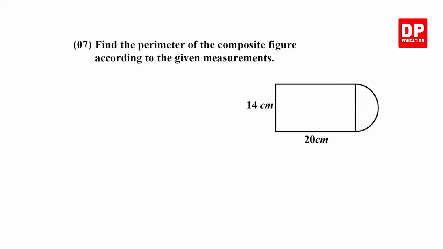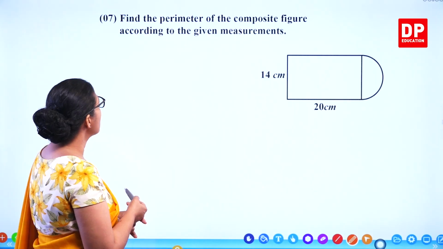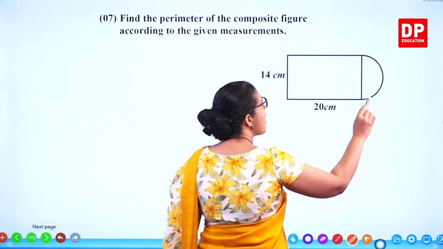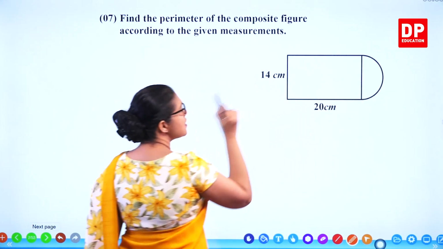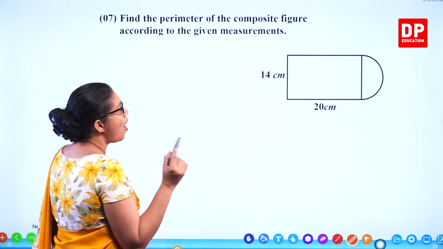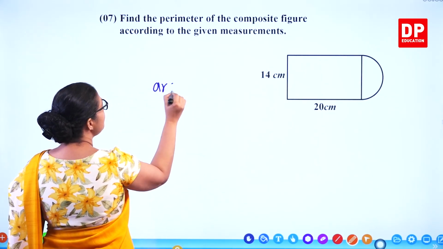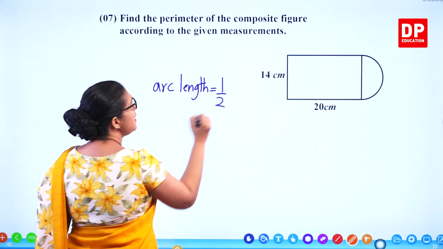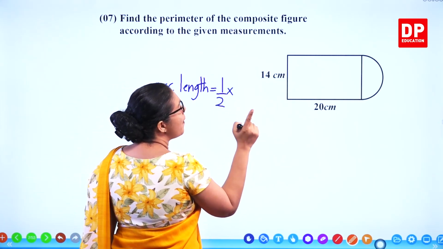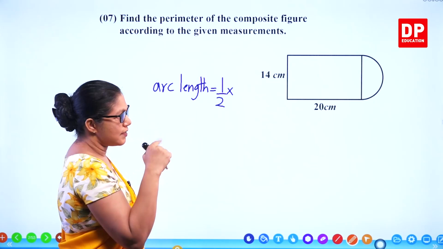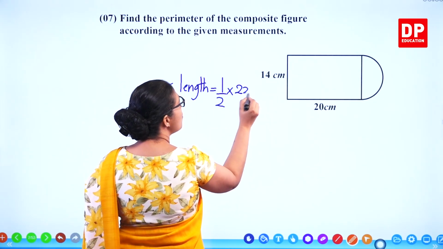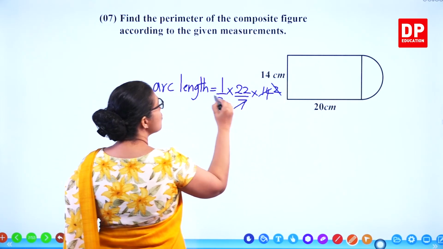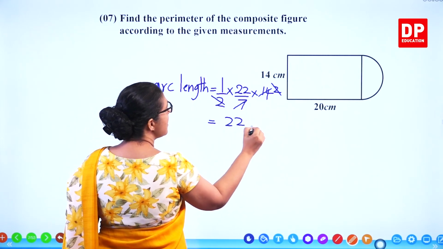Question number 7. Find the perimeter of the composite figure according to the given measurements. So that means you have to find this arc length. So the diameter becomes this 14 centimeters. So how do you find the arc length? Arc length becomes, this is a semicircle, half of 2 pi r, or pi d. Because we know the diameter, we'll use pi d. 22 over 7 into 14. 7 and this is 2. This 2 gets cancelled out and you get 22 centimeters.